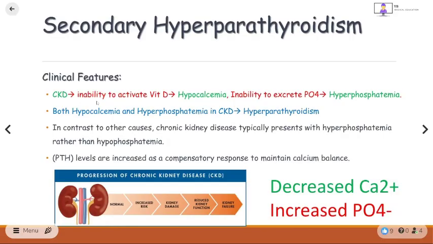So what happens? CKD, inability to activate vitamin D, so you get hypocalcemia, and inability to excrete phosphate, so you get hyperphosphatemia. Both hypocalcemia and hyperphosphatemia in CKD lead to hyperparathyroidism. In contrast to other causes, chronic kidney disease typically presents with hyperphosphatemia rather than hypophosphatemia, right? Because the parathyroid hormone increases excretion of phosphate, but since we cannot excrete phosphate here, you present with hyperphosphatemia, right? So you get decreased calcium and increased phosphate. These are the stimulators of parathyroid hormone release here.